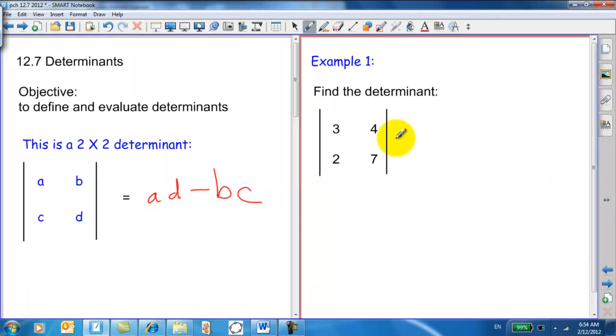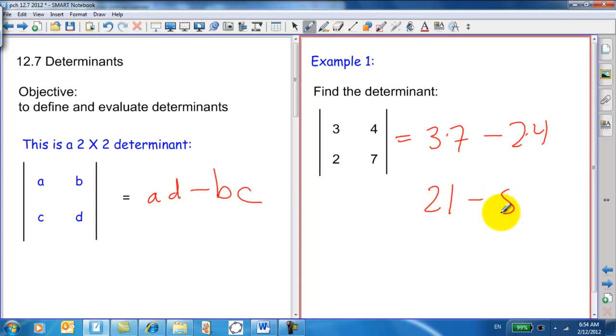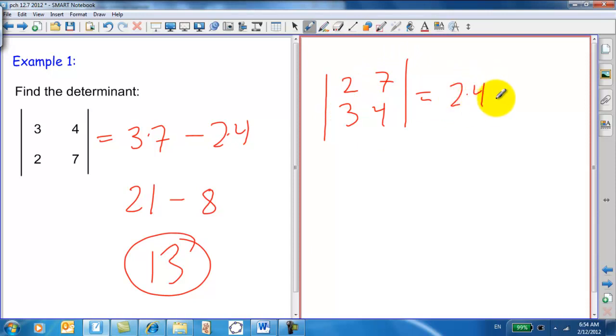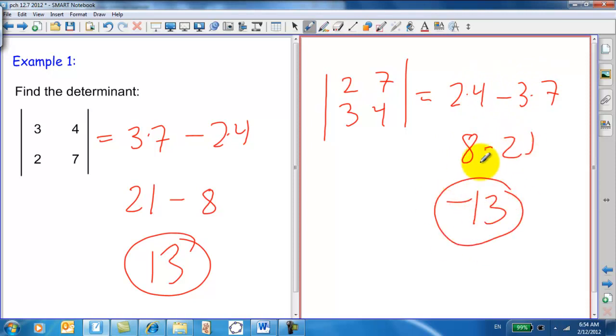On this determinant, there's just going to be 3 times 7 minus 2 times 4. 21 minus 8. 13. Notice, if you switch the matrix around and put the 2, 7 on top, and the 3, 4 on the bottom, you'll get 2 times 4 minus 3 times 7. 8 minus 21 is a negative 13. So, the order in which you put vectors and so forth into these determinants makes a difference.